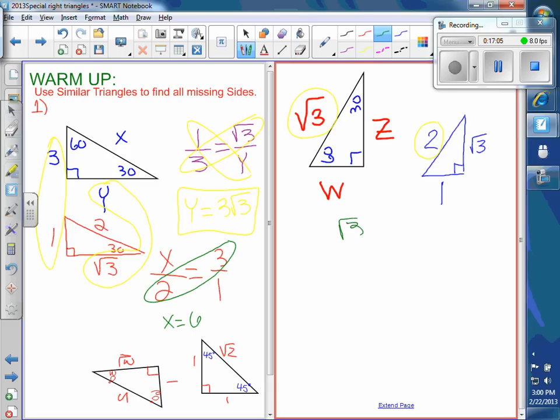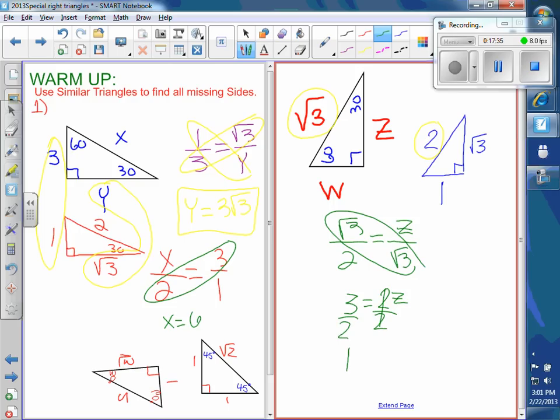So root 3 compares to 2 as z compares to the square root of 3. That's the first equation. And so cross multiply, the square root of 3 times the square root of 3 is 3. 3 is equal to 2z. So divide by 2, and you get z equals 1.5. Do you get that? So that's one of the values.